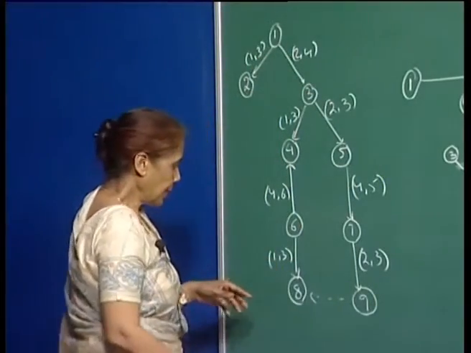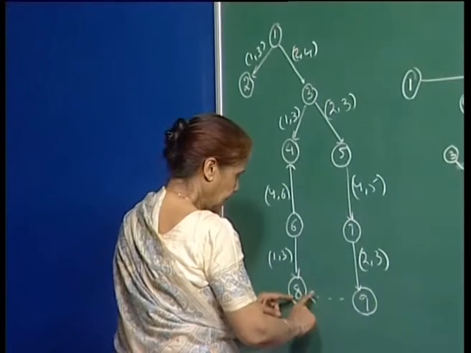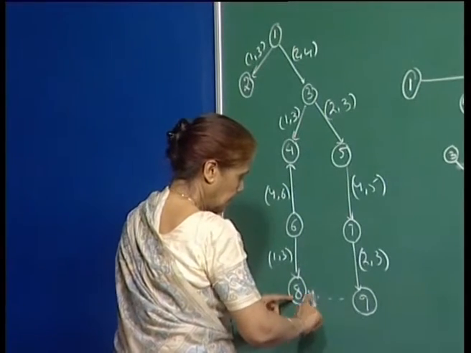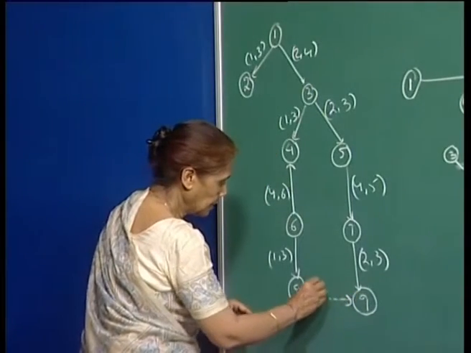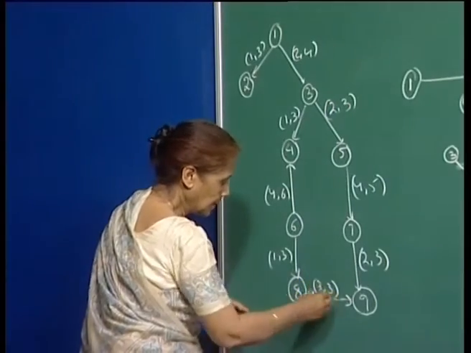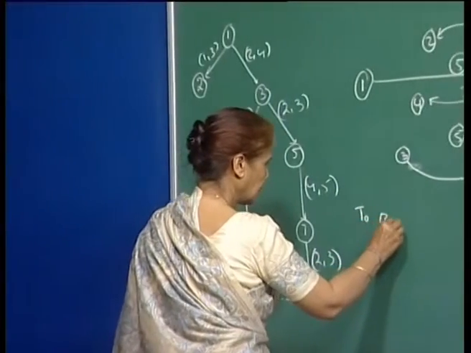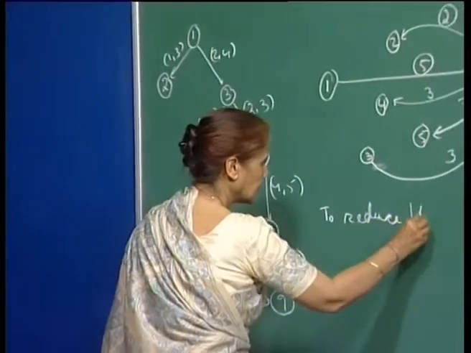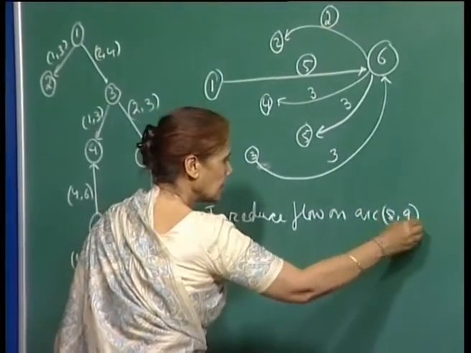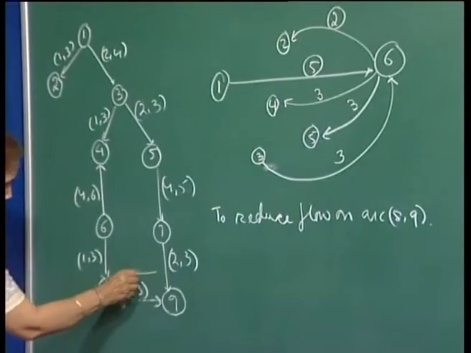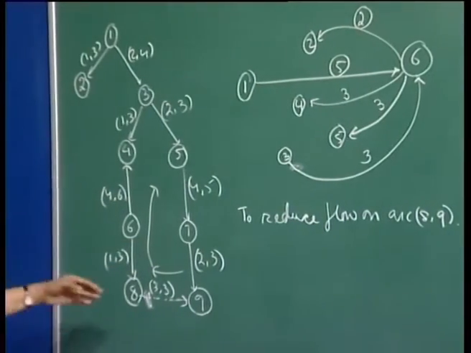So, now I will show you an iteration when suppose the arc 8 9 is the entering arc. What I want to say here is that suppose the flow is 3 3, and I have to reduce the flow on arc 8 9. So, that means the orientation of the cycle is going to be this, right. This is the orientation of the cycle, because I have to reduce the flow.